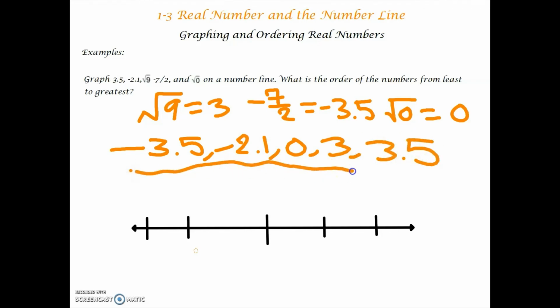This is from least to greatest. And now for our number line. Our number line would represent from least to greatest, so it would be negative 3.5, then negative 2.1, then 0, then 3, then 3.5. This is the graphing on a number line and ordering real numbers.